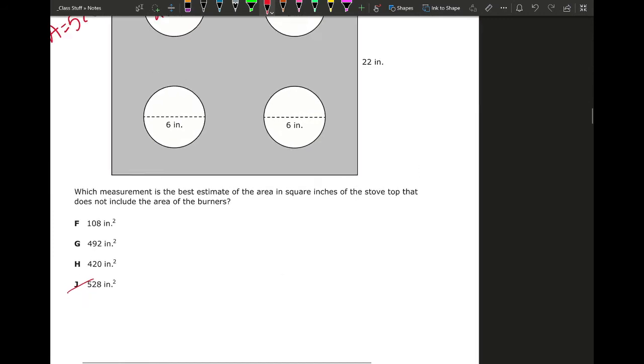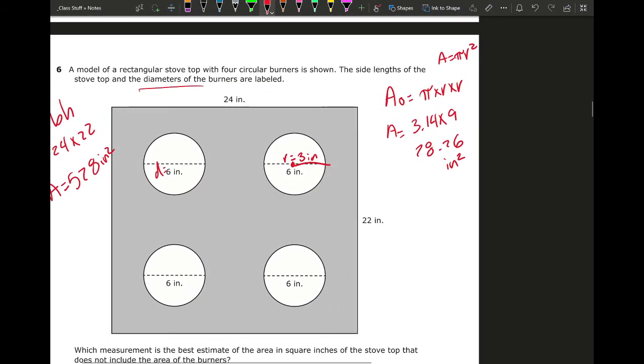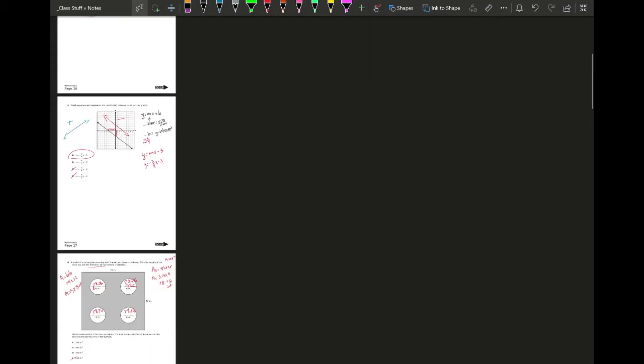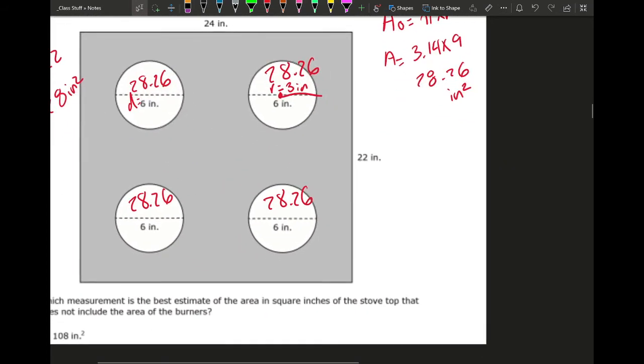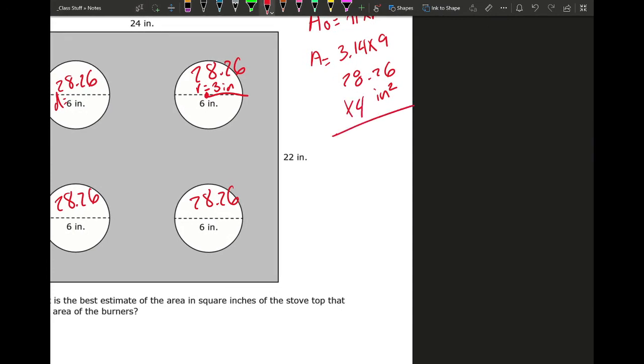499, which is close to 492. The thing is, I don't have one circle, so this is 28.26. This is also 28.26. This is also 28.26. And this is also 28.26. So instead of adding them all, what can I do? Can I just multiply this times 4? So 28.26 times 4 gives me 103.04. That's the total area that the circles are taking, right?